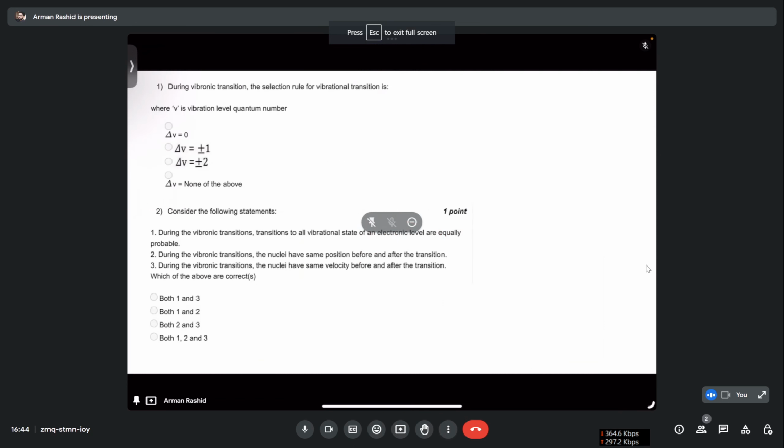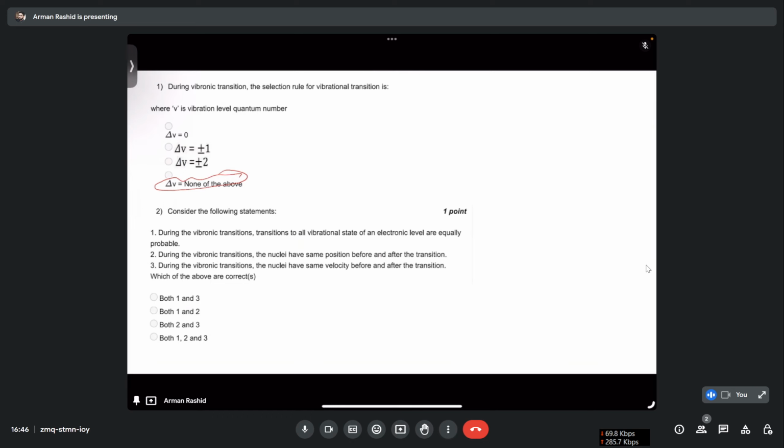Now that I have told you about different spectroscopic techniques and their different rules, we'll see the questions and try to answer them. The first question: during a vibronic transition, so you have both a vibrational as well as an electronic transition, what is the selection rule for the vibrational transition? It is neither delta v equal to 0, nor plus or minus 1, nor plus or minus 2, so it is none of the above for vibronic transitions.